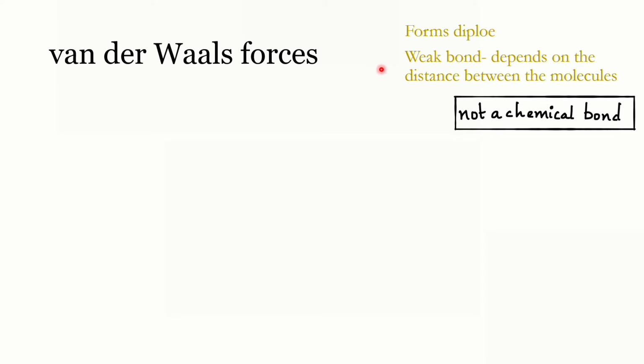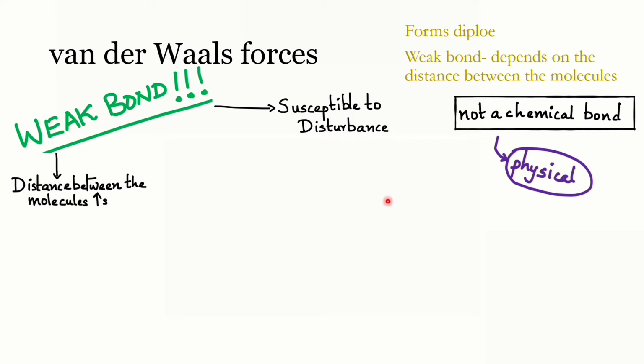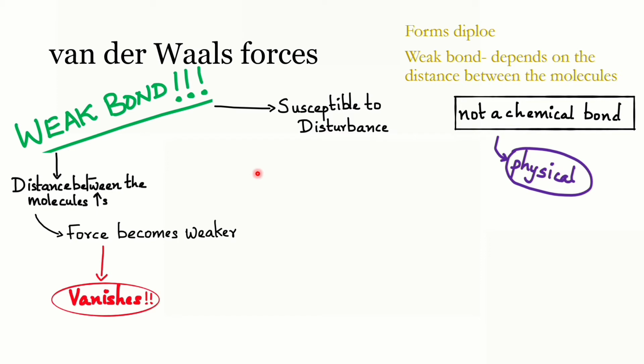So it is not a chemical bond. Like I said, it's entirely a physical one. Now it is a very weak bond in comparison to your primary bonds. Here it is susceptible to disturbance. It's greatly susceptible to any form of disturbance which is going to disturb the formation of the dipole. Again, when the distance between the molecules increases, the force actually becomes weaker. And finally, this force will vanish, allowing these molecules to become separated and no longer related to each other.